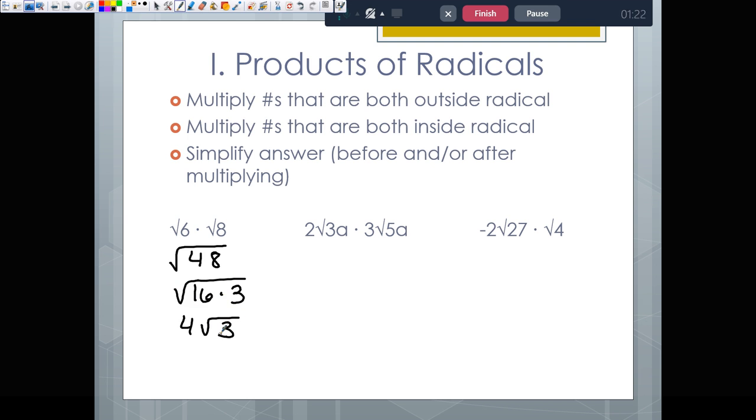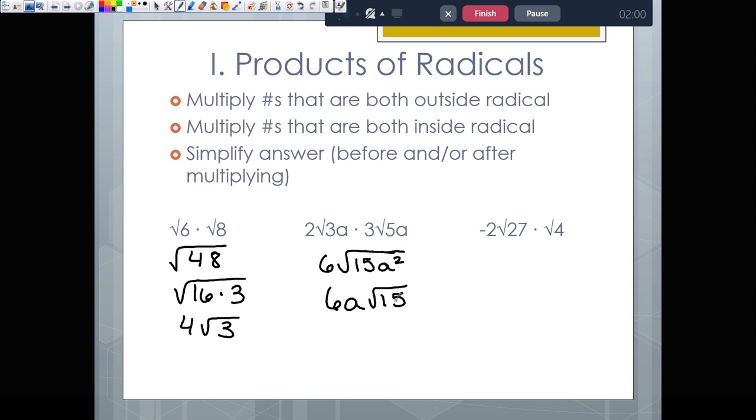Alright, so we're going to do the same thing here. We're going to multiply the outside and inside. So we're going to multiply 2 times 3, which is 6, and 3 times 5, which is 15, and a times a, which is a squared. Alright, so can 15 be broken apart into 2 perfect squares? No. 3 and 5 aren't perfect squares, and those are the only things that multiply together to equal 15. How about this a squared? Can I square root a squared? Yeah, it becomes a. So this becomes 6a on the outside, and then the square root of 15.